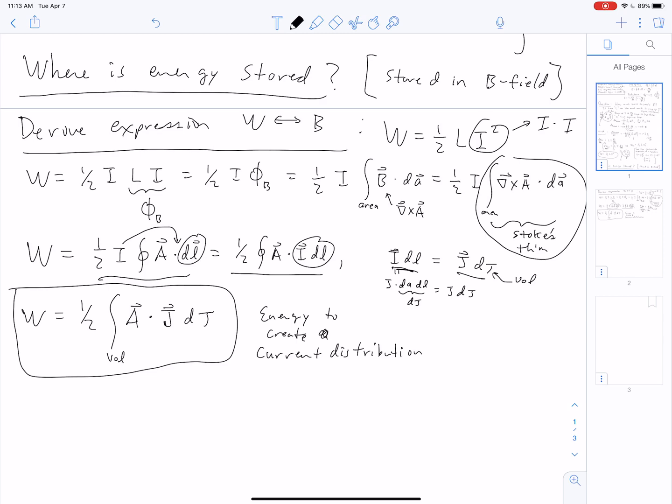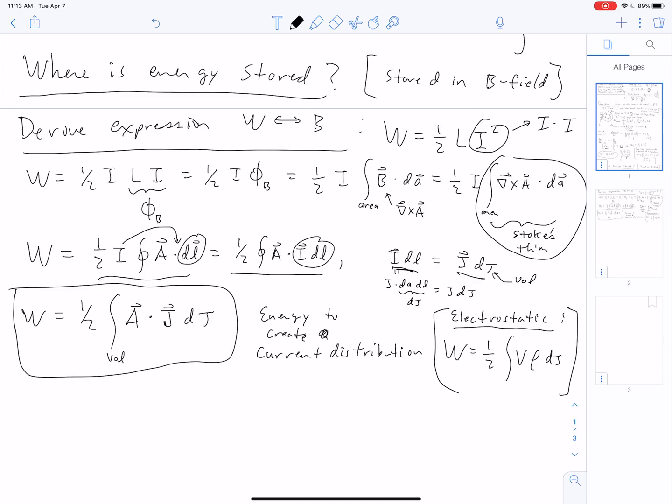It should look sort of familiar to you. It looks a lot like the electrostatic case, because for the electrostatic case, remember, we were asking what's the energy to create a distribution of charges, and we derived this formula that the work is equal to 1/2 times the integral of the potential, or I could just say V, the electrostatic potential, times rho, the charge density, d tau.